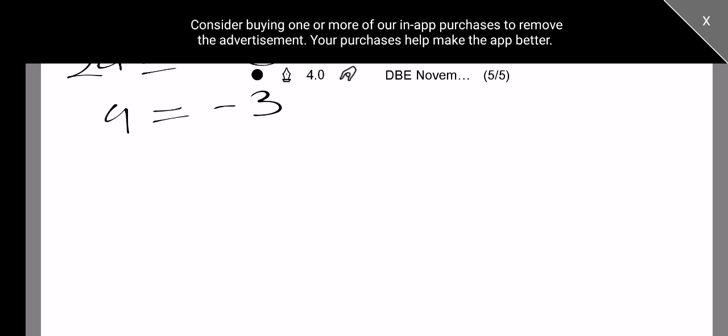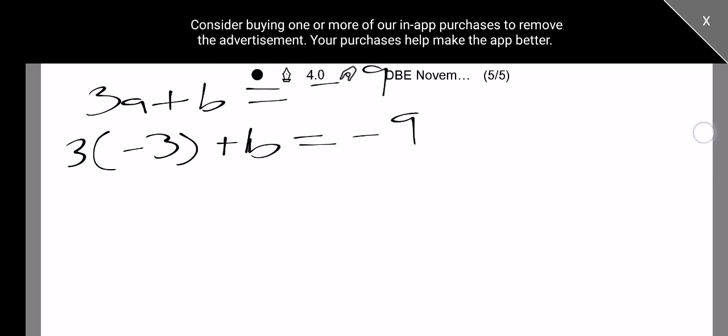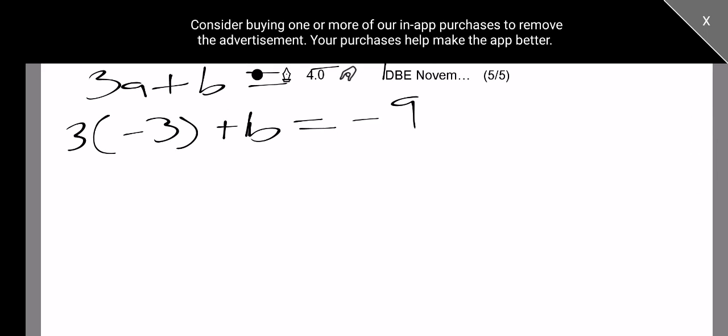Now the first term of the first difference was -9. Remember that is 3a plus b, which is going to be equal to -9. We already have the value of a. Substitute into the equation: 3 times -3 plus b equals -9. Simplify. Your b is going to be 0, because when you take the -9 to the other side it becomes +9, and -9 plus 9 gives you 0.